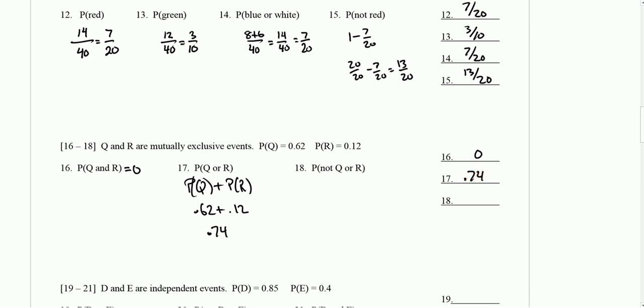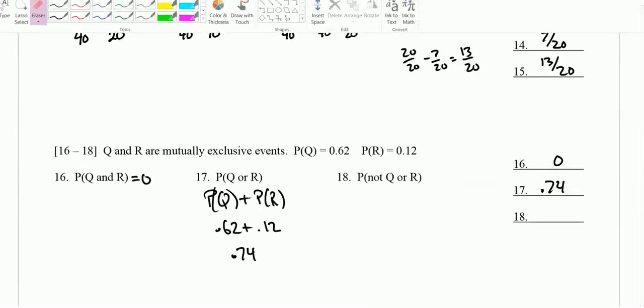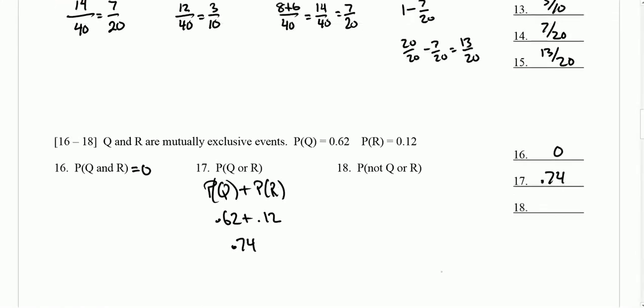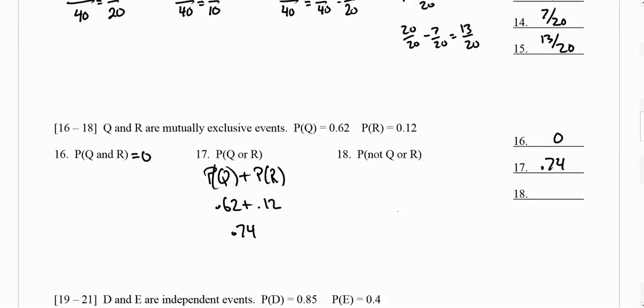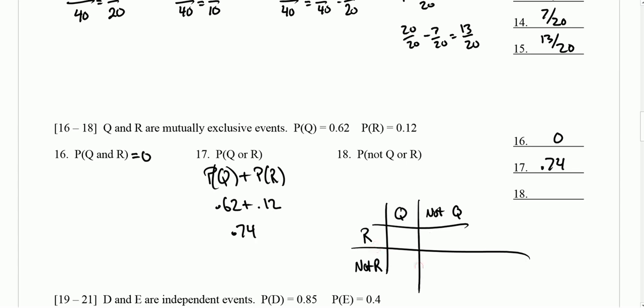Not Q or R. Alright, so for 18, let me make a little table to help you visualize this. So we have Q or not Q. We have R, and we have not R. We said the probability of Q and R is 0. Probability of R, they tell us, is 0.12, so this is 0.12 here, because 0 plus 0.12 is 0.12. Probability of Q is going to be 0.62, so this is 0.62 here.